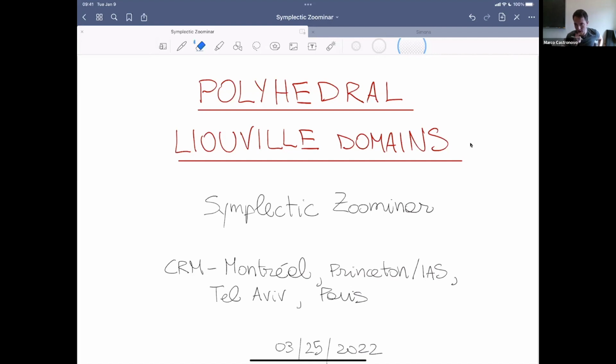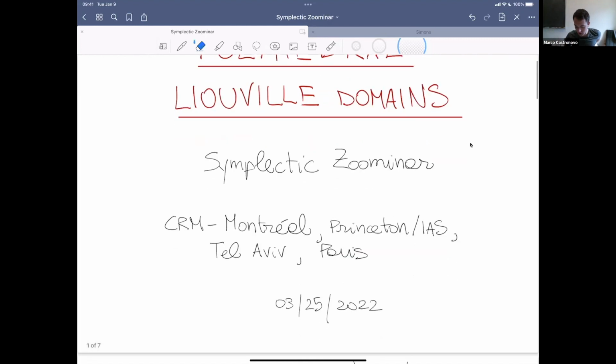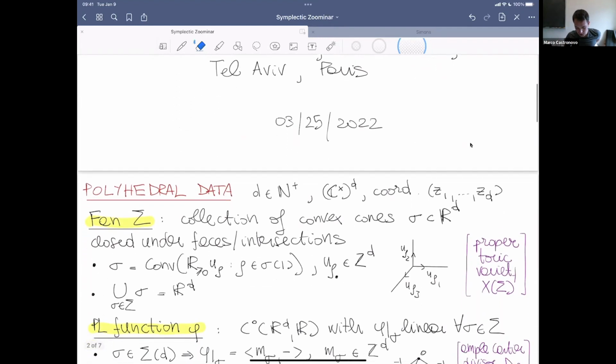So today I will advertise a class of Liouville domains that I call polyhedral that I've been thinking about. I'll mention a bit later what the motivation for this construction is and some potential directions that can be explored from here, from this construction.